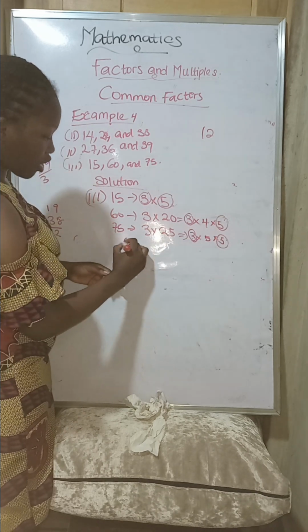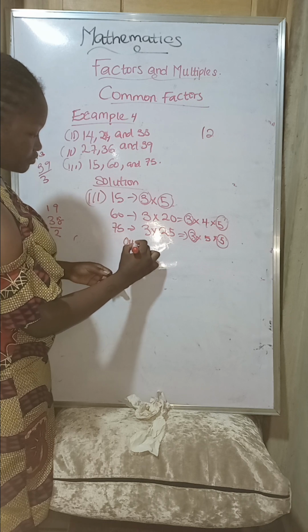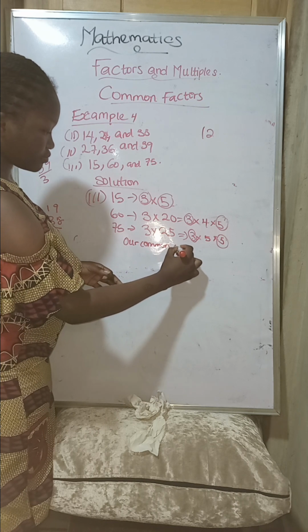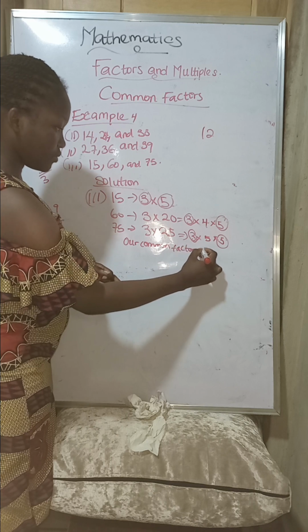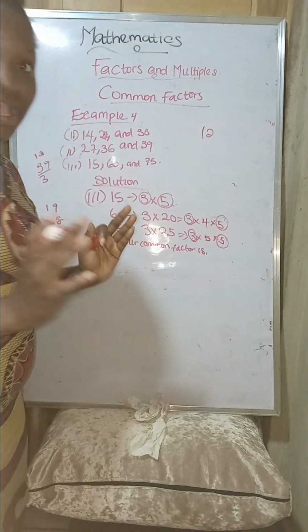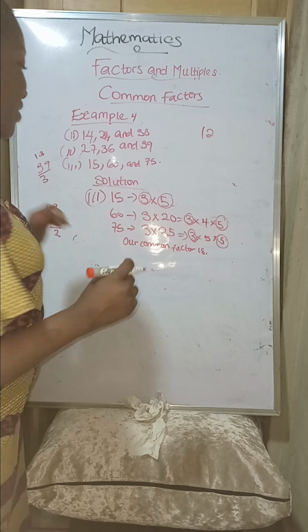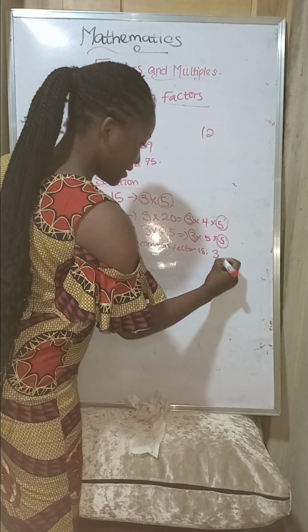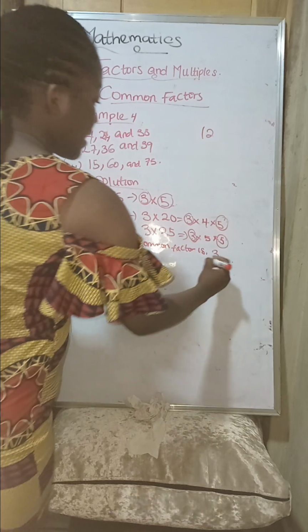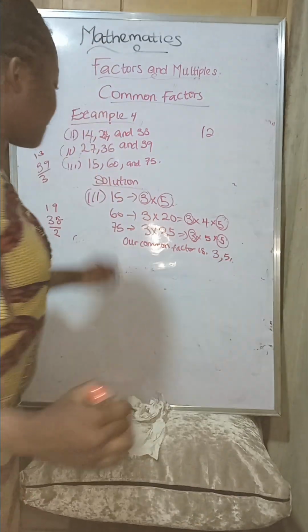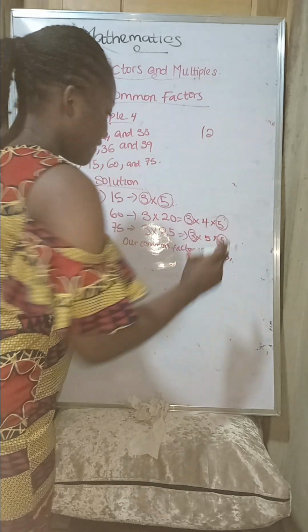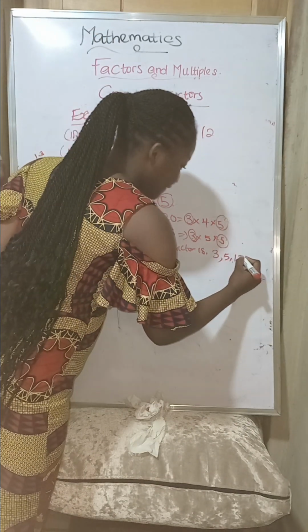So that means our common factor is, now let me tell you what you do now. Our common factor is 3, 5. Now, what is 3 times 5? 15. 3 times 5, 15. And 15.